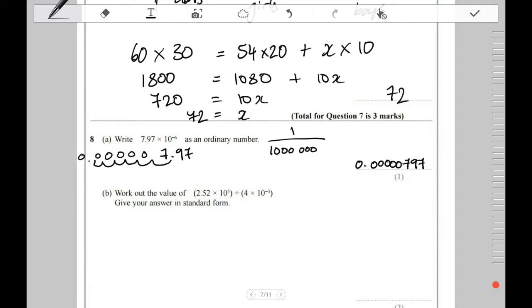Just move the decimal point by the number of the power. So in this case, if it was 10 to the positive 6, the decimal point would move to the right 6 times. You would end up with 7,970,000. Okay.